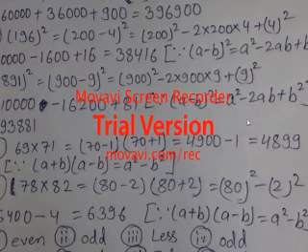As you can see, I have written the formula. Everywhere you have to write it: since (a − b)² = a² − 2ab + b², we are applying this formula only.